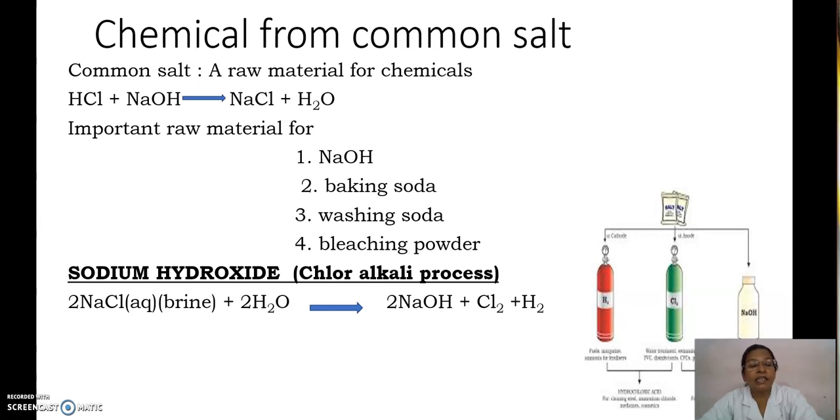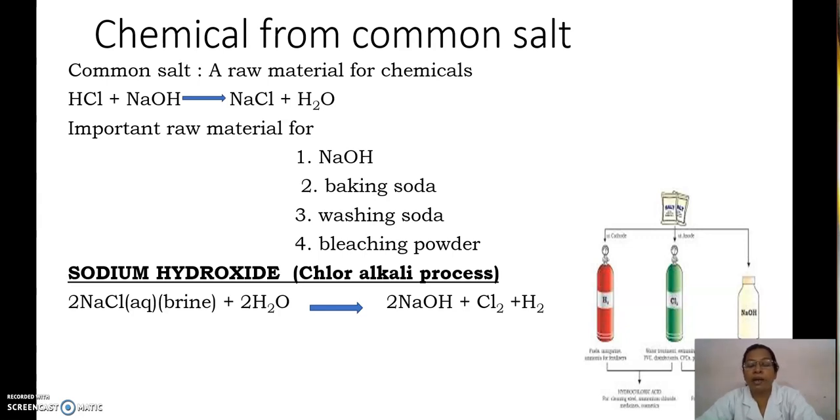When electricity is passed through the aqueous solution of sodium chloride, it decomposes into three products: sodium hydroxide, chlorine and hydrogen. So why is the name chlor-alkali process? Because due to the electrolysis of aqueous sodium chloride, one product is chlorine, which is collected at the anode, and the other product is an alkali. A base which dissolves in water is known as an alkali. So one product is chlorine and another is alkali, so it is known as the chlor-alkali process.